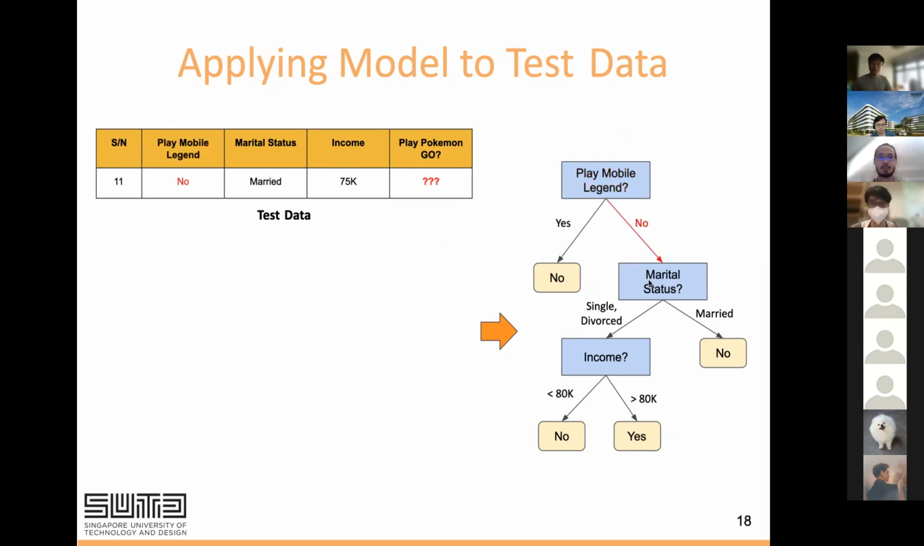Next, we take a look at the marital status. Then we will find out that this person is actually married. So our final prediction for this person who doesn't play Mobile Legends, is married and earns 75K, the model will predict that this person doesn't play Pokemon Go. So that's the idea: we train on past data that we have collected to predict on new data that we are seeing.